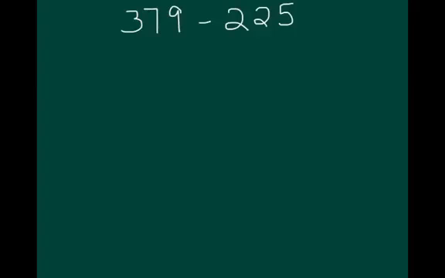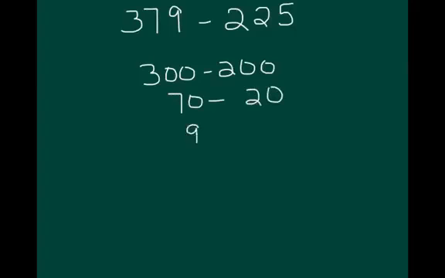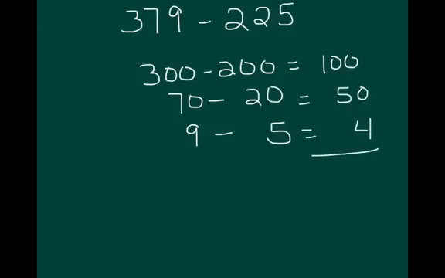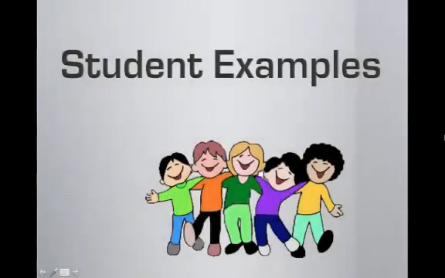So students can use the same procedure using subtraction. So this could be thought of as 300 minus 200, 70 minus 20, and 9 minus 5. So as we do the subtraction, and kids are really good with place value because we've worked hard on that in our NBT domain, now we can see that 100 plus 50 plus 4 equals 154. Is it reasonable? Well, let me take a look. 200 plus 100 would be 379. Yes, it is reasonable.